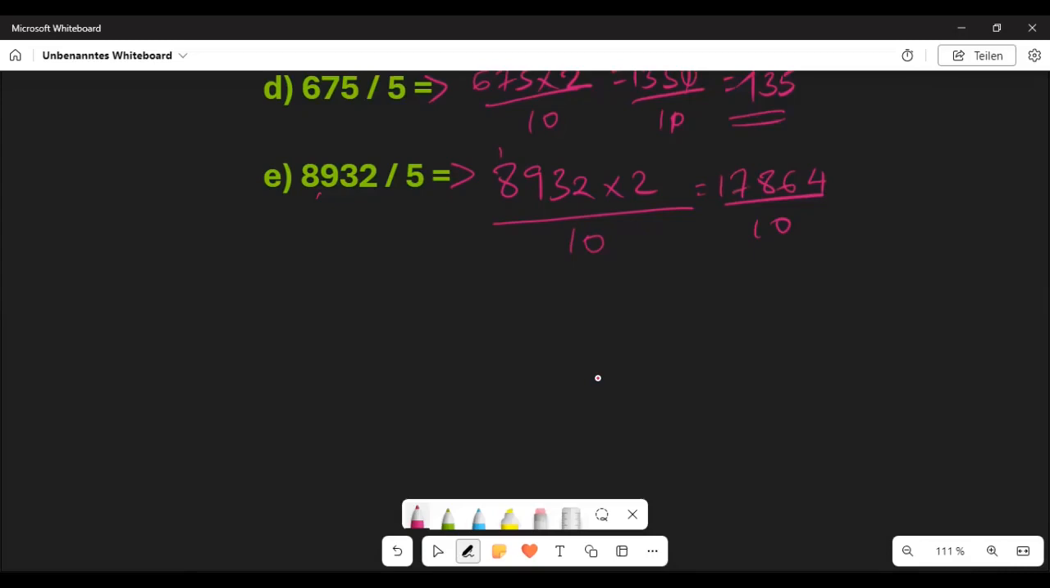So at the moment, we have 17,864. And then we just want to divide that by 10. So we know that 1,786.4 is the answer. That's all I wanted to show you about dividing any number by 5.